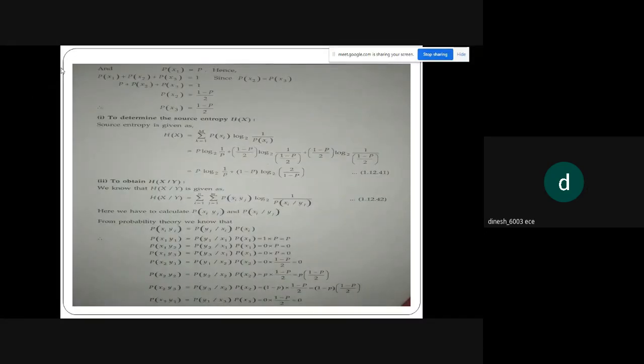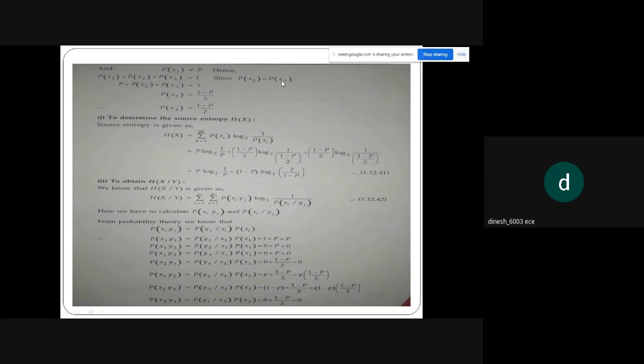Now, after drawing the channel diagram, we need to determine entropy. Entropy H of x. So for determining this, we should be familiar with the given source probabilities. The given source probabilities are P of x1 is equal to P. So always our probability is that P of x1 plus P of x2 plus P of x3 is always equal to 1.